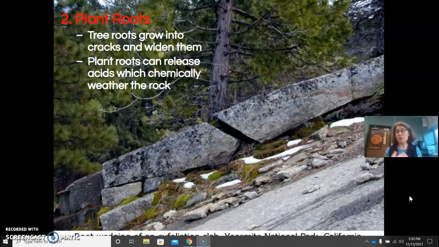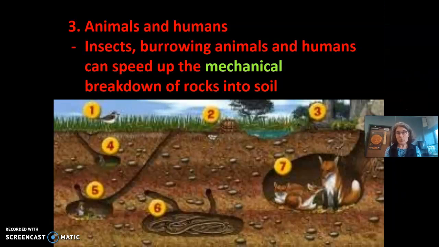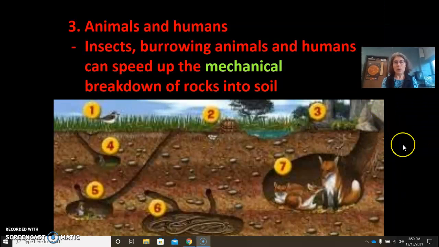And those plant roots also will release chemicals as the plant is trying to access nutrients that also chemically weather the rock. And then, of course, there are all sorts of other organisms, including humans. So animals, their activity, in terms of burrowing and digging and moving soil, will help to break that down further. So we're also involved in some of that mechanical weathering.